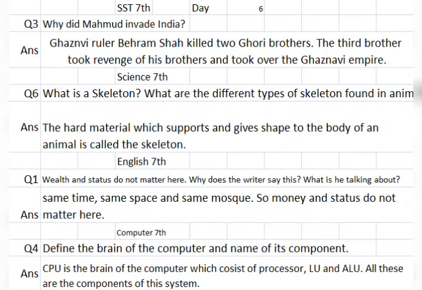Science class 7 Day 5: Describe the male and female reproductive parts of a flower. The androecium is the male part of the flower. It consists of stamen, filament, anther, and pollen sacs. The gynoecium is the female part of the flower that consists of carpel, ovary, ovule, style, and stigma.